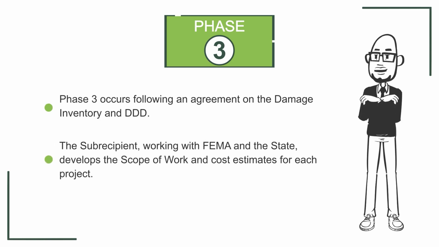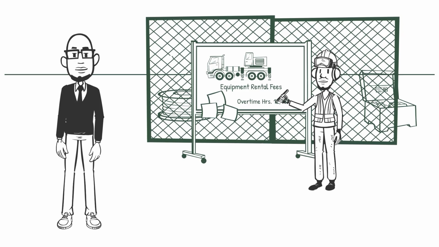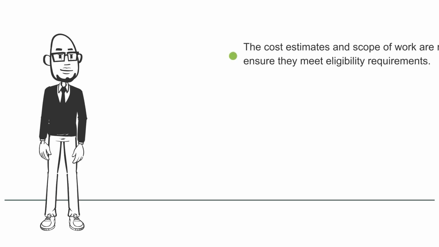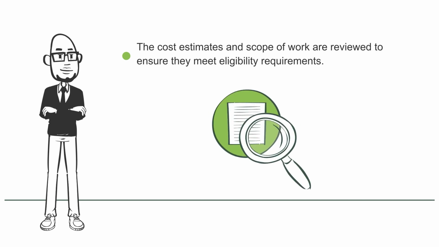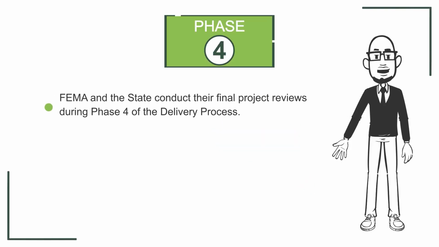The sub-recipient, working with FEMA and the state, develops the scope of work and cost estimates for each project. The scope of work details the work needed to be performed, and the cost estimate is tied to that work. The cost estimates and scope of work are reviewed to ensure they meet eligibility requirements. FEMA and the state conduct their final project reviews during Phase 4 of the delivery process.